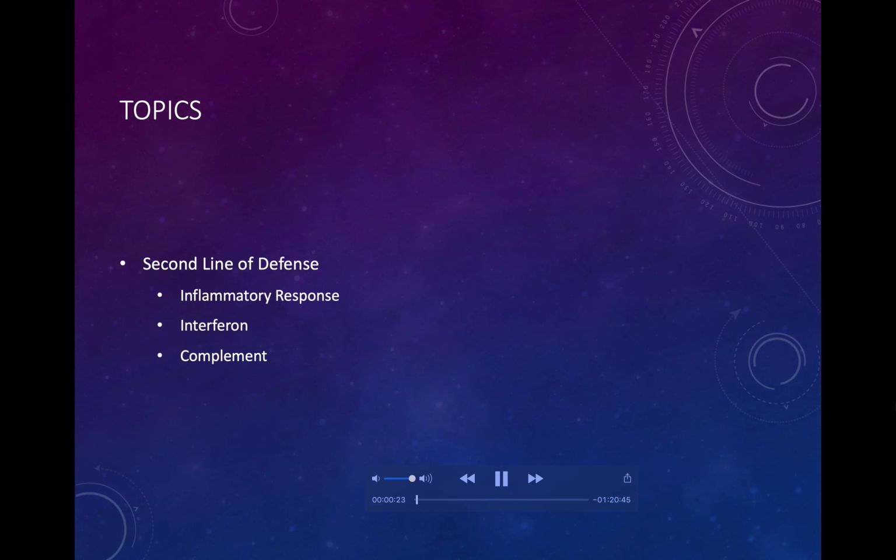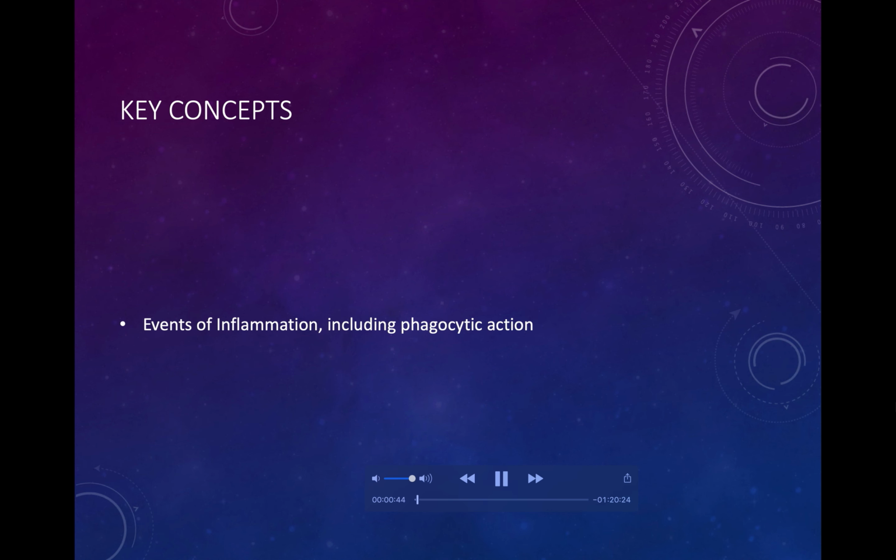We will be covering in this set of slides the rest of chapter 12. This is the second line of defense. In lecture on Thursday, we talked through the different cells of the immune system, and today we'll see how they function in the inflammatory response. We'll also have a brief look at the interferon system and the complement system, but we won't spend a lot of time on there. There's a key concept for this set of slides, and this is the events of inflammation, including phagocytic action. We will write this out and draw this out, and I'll do the best that I can to help explain the measly pictures in your textbook.